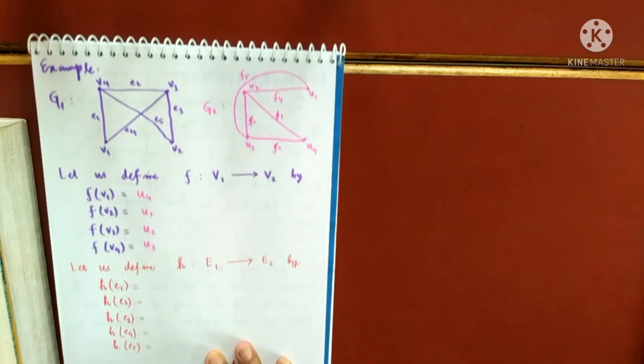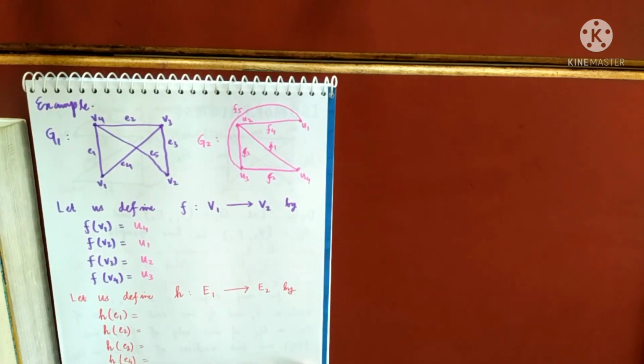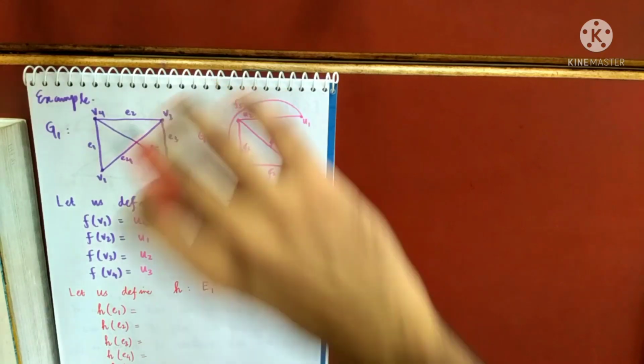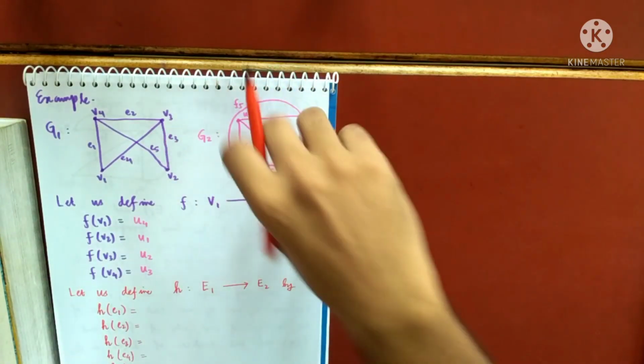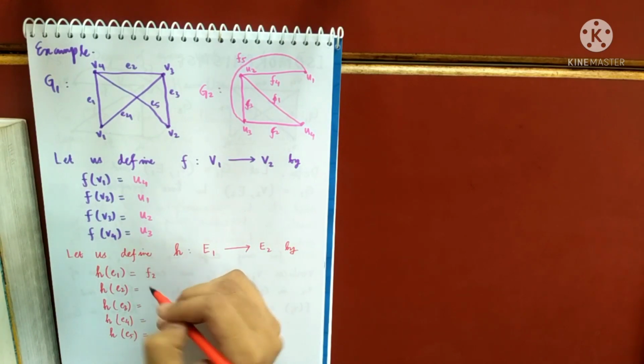Okay, so I need the images of this one. Who can tell me what will be the image of E1? What image of E1 will you choose? Yes, so just try to imagine you just turn this way, right? If you turn this way, this will take the place of E1. So I will map E1 to F2.